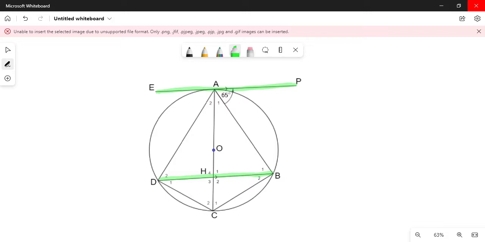Okay, then they tell us angle ABC is equal to, what will it be? 90 degrees, and they already gave you the reason. Angle in a semicircle.